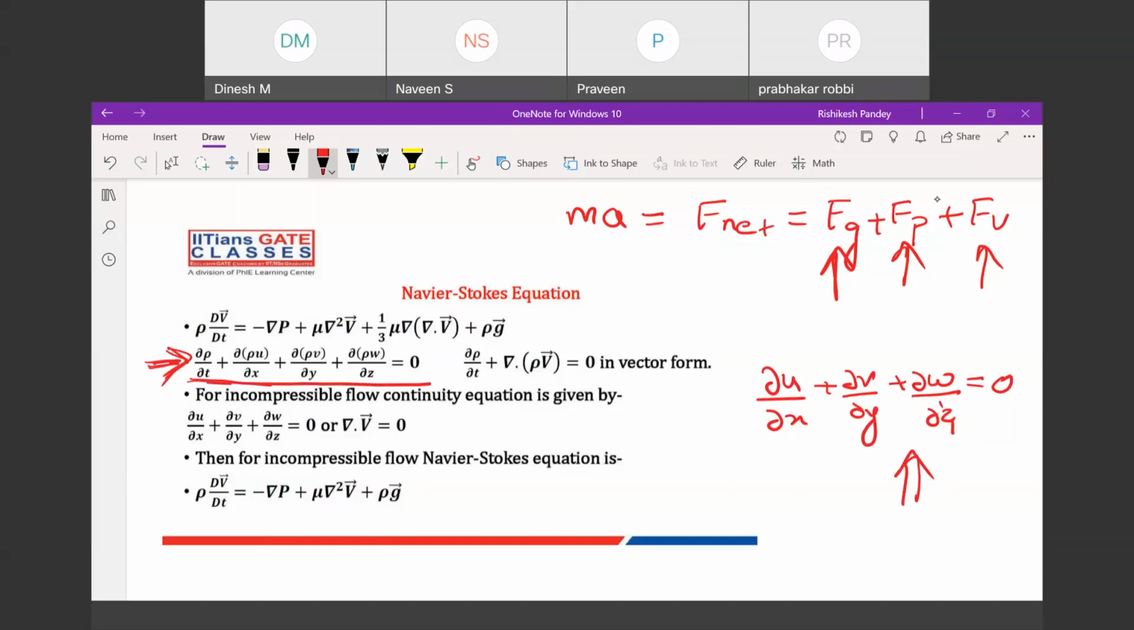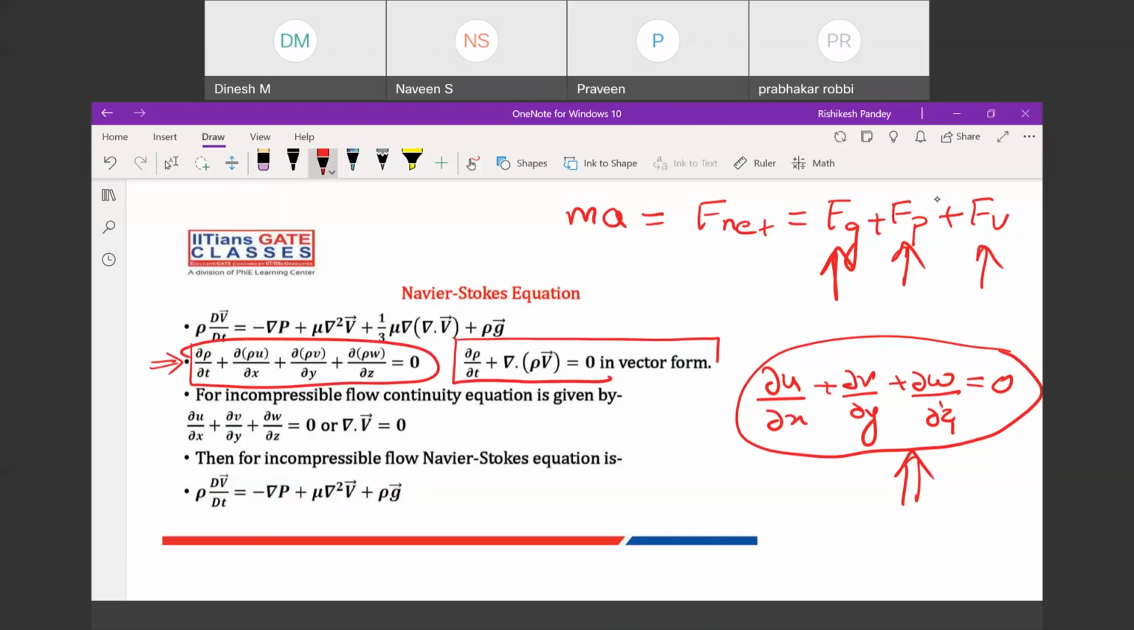it is applicable because the density term is inside the differential. For incompressible flow, so you see, this is our continuity equation. Okay, continuity equation. Now this particular thing can be written in vector form like this. This is in vector form.